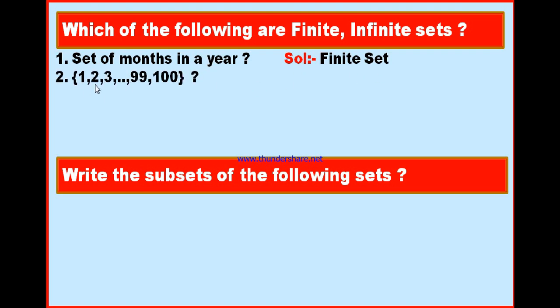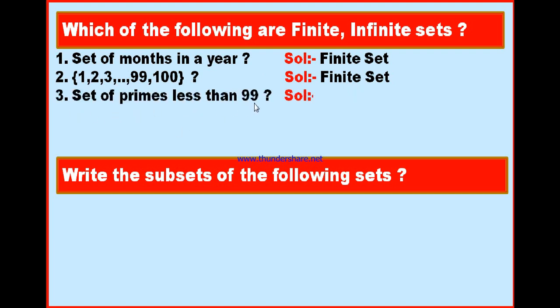Next, the set of 1, 2, 3, and so on, up to 99 and 100. You can count, there are 100 numbers. Therefore, it is a finite set. The set of primes less than 99. Again, you can count all the prime numbers that are less than 99. Therefore, it is a finite set.